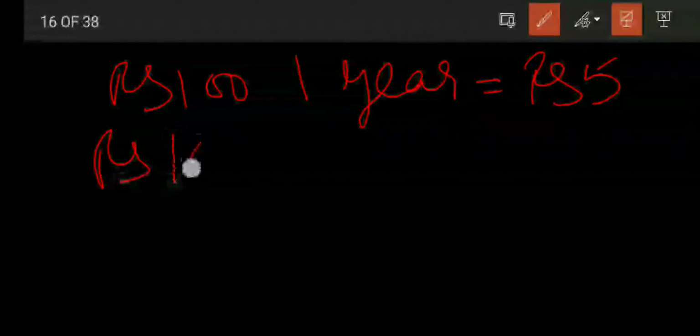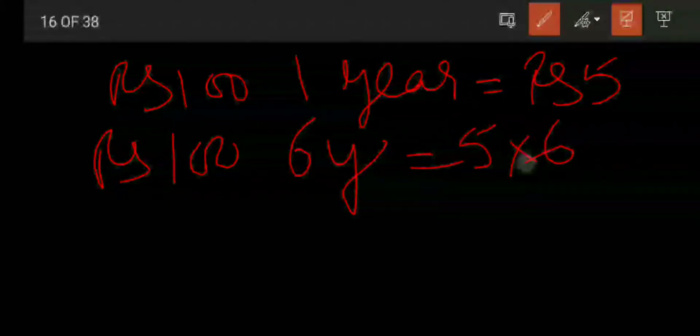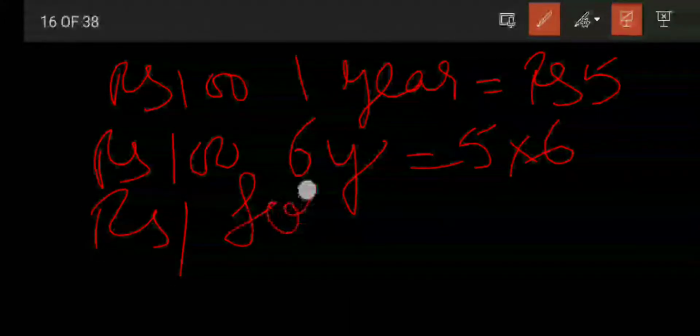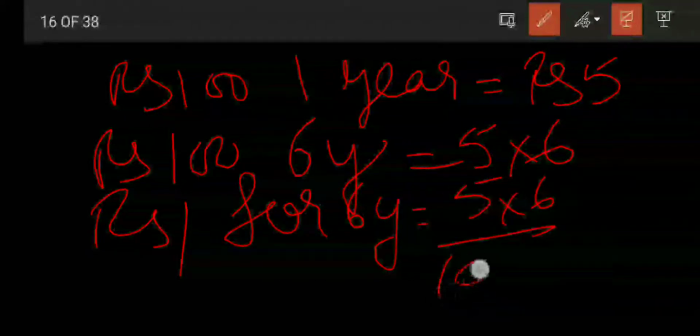Let me explain you. See, rupees 100 for 1 year. So what is the simple interest? Rupees 5. Means for every 100 rupees for 1 year, the rate of interest is 5 rupees. Then for rupees 100 for 6 years, so what it would be? 5 into 6. Then for rupee 1 for 6 years, so what it would be? 5 into 6 divided by 100.